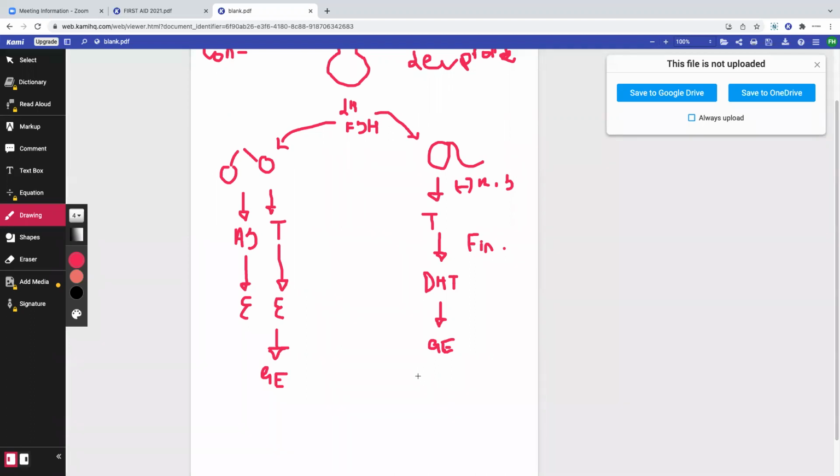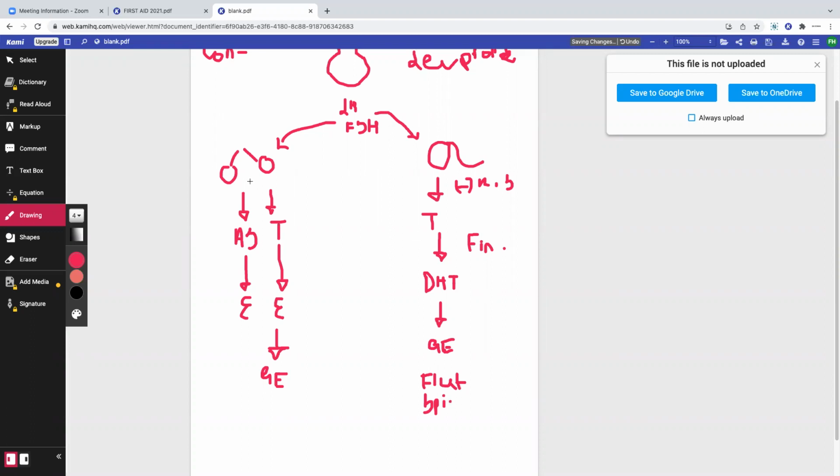So my question is, drugs such as spironolactone, and there's another drug called flutamide, can they have anti-androgenic effect by blocking the androgen receptor? The answer is yes. Okay, so that's something I need you to understand. So these are all the testicular drugs.